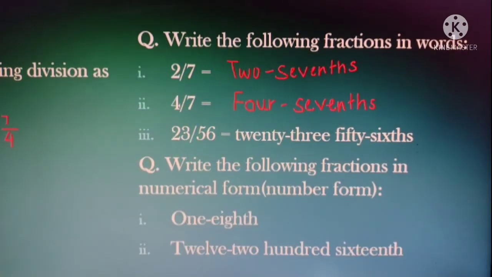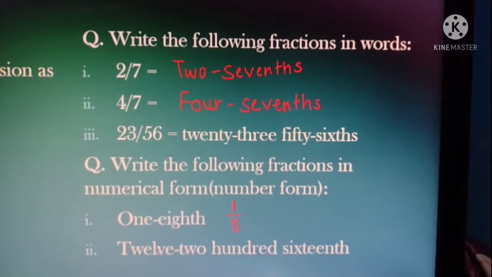Now let's see our next question. Write the following fractions in numerical form. That means you have to write in numbers. So 1/8, 1. That means it is the numerator because it is written as it is. Then division line 8th. So cardinal of 8th is 8. So 1 by 8.